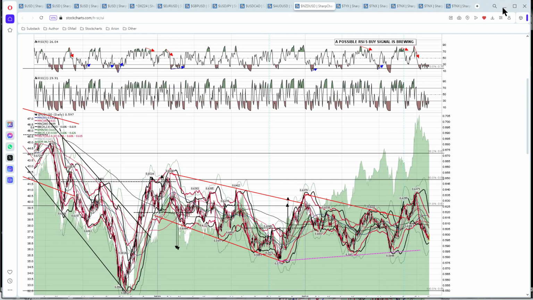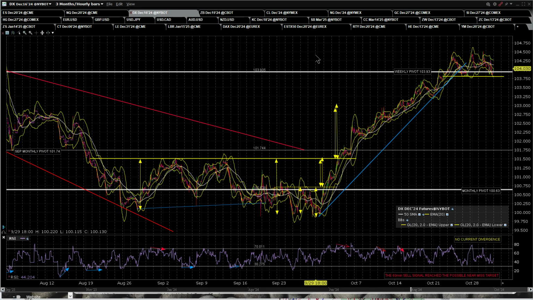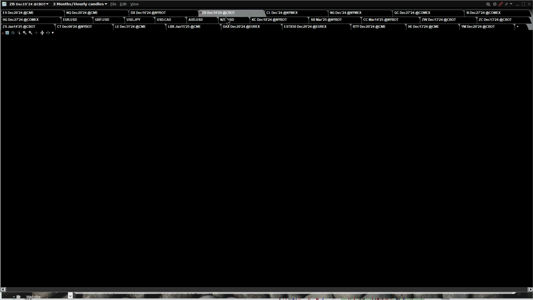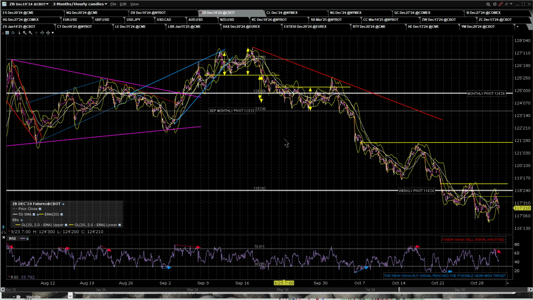We've not quite reached my target, but sometimes it stops just short, and if it does stop just short, then it's more likely to come back and do it later. We will see. Topping processes can take a while. I'm still expecting that trend line to be reached sooner or later.